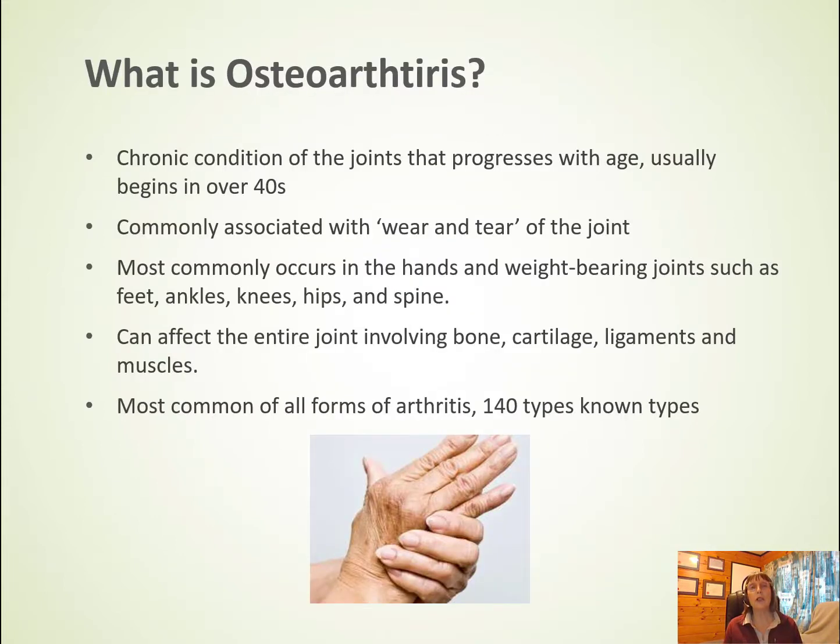Osteoarthritis is a chronic condition of the joints, and it is usually associated with aging, occurring most often in people over the age of 40. It's commonly referred to as a condition involving the wear and tear of the joints. Those joints most affected tend to be the hands and the feet, but also the large weight-bearing joints like the hip and the knee, but it also can be found in the spine. So osteoarthritis can affect the entire joint, that's the bone and the cartilage, but can also involve the ligaments and the muscles of those joints.